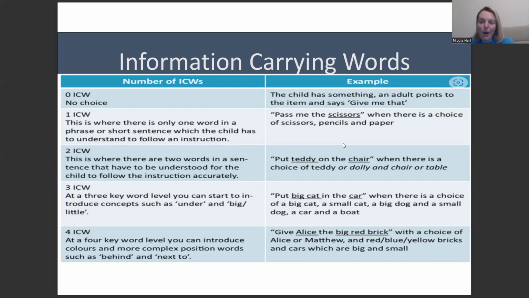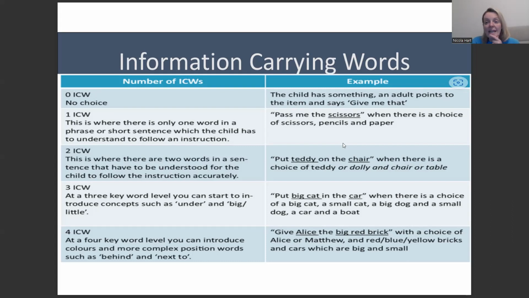But that is quite complex. That two information carrying word level is quite complex. There's a lot of instruction to listen to. You have to figure out exactly the correct object between the teddy and the dolly and the chair and the table. And semantically speaking, they are very closely linked. So they really have to listen, but they also really have to understand the words as well.